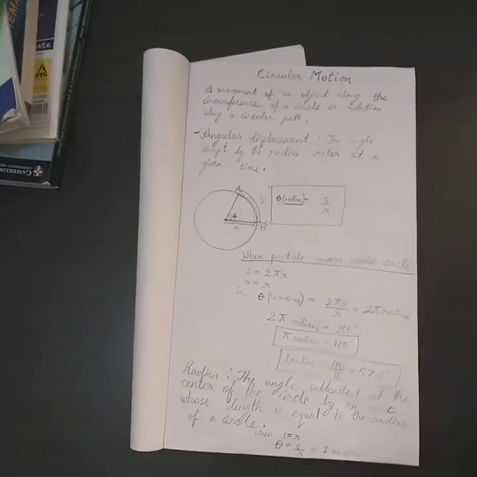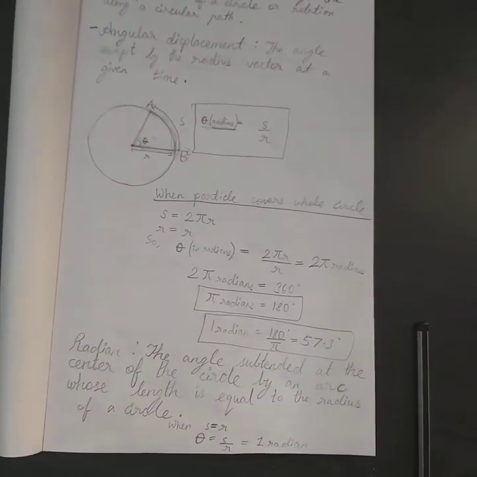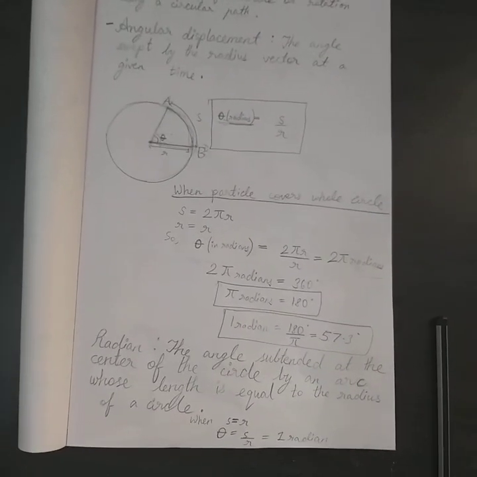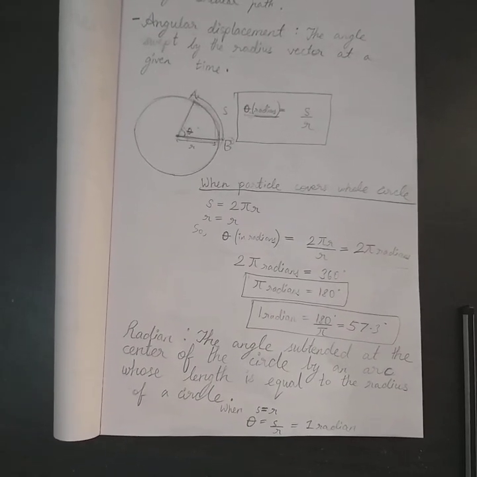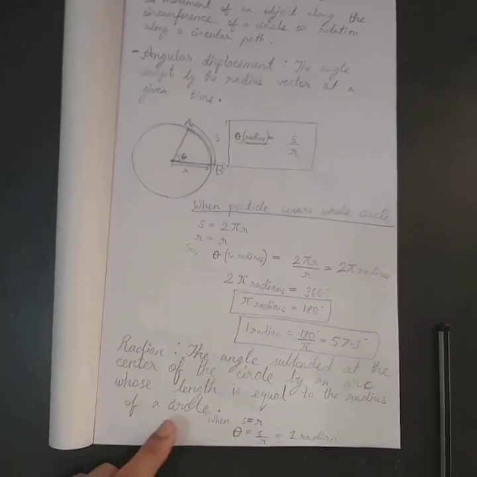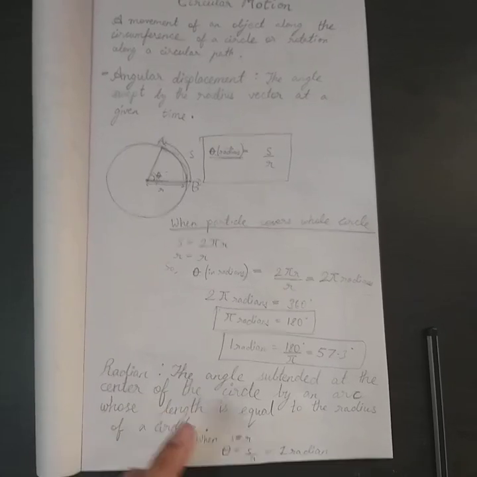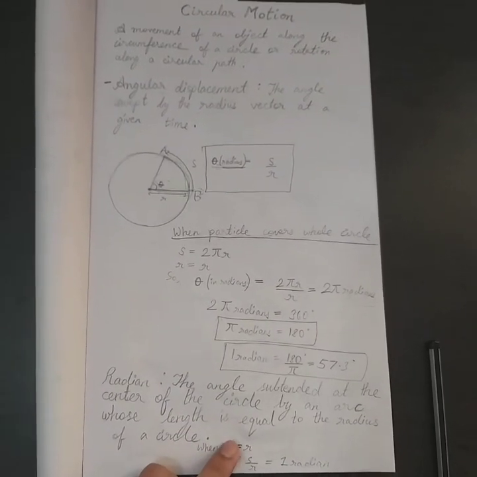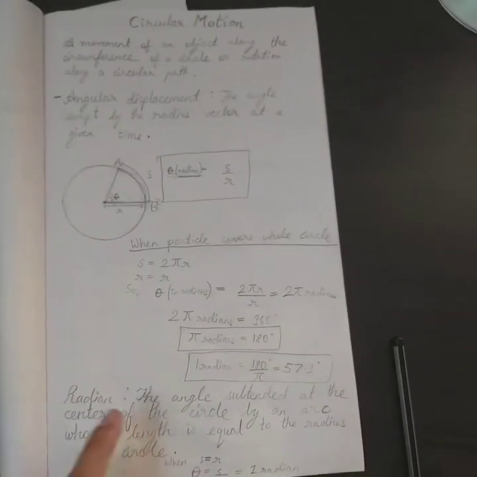Now one definition we're going to have to remember the whole time, and it'll come again and again, is that of the radian. It's basically the angle subtended at the center of the circle by an arc whose length is equal to the radius of a circle. Because in this case, s is equal to r, since the arc length is equal to the radius. So when we divide s by r, we'll obviously be getting 1 radian. That's also why we can say this.